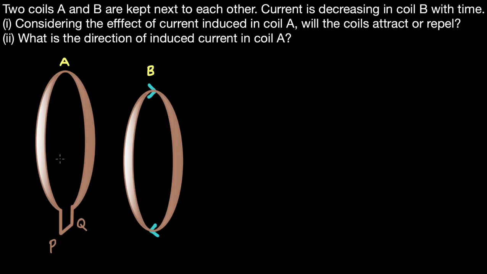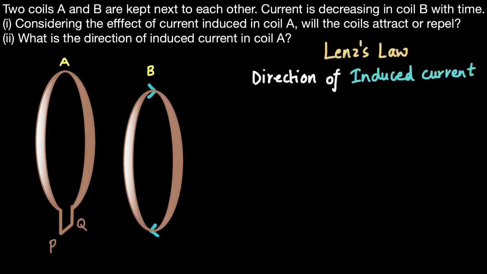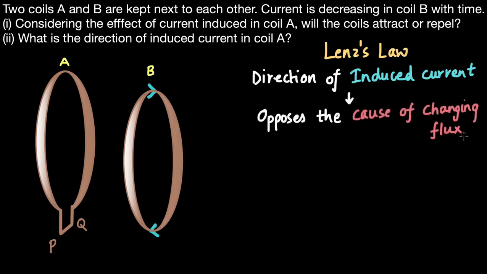Now over here, because we are being asked to consider the effect of some induced current, we can think about using Lenz's law. And Lenz's law states that whenever there is some direction of induced current, that always opposes the cause of changing flux. So the effect of the current induced in coil A would be to try and minimize the change in flux. So first let's focus on this cause of changing flux.